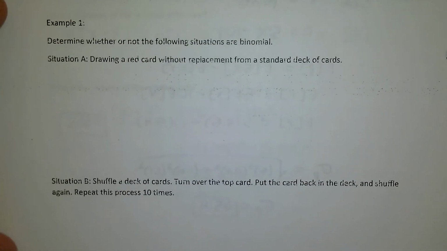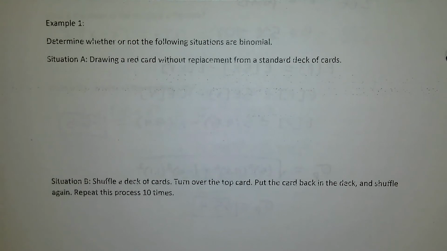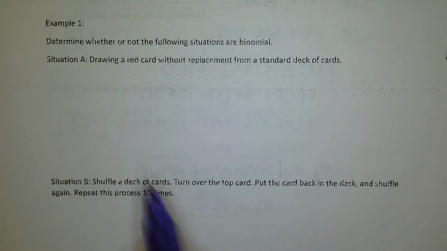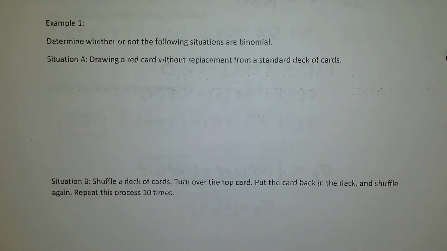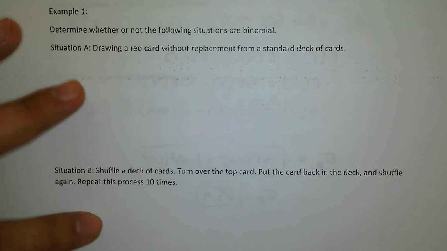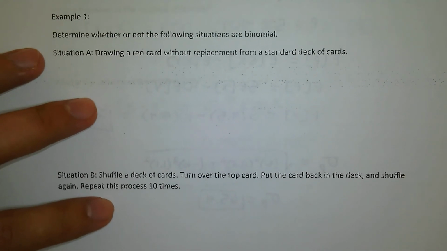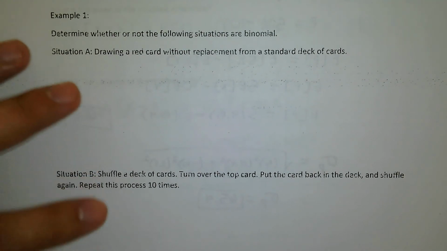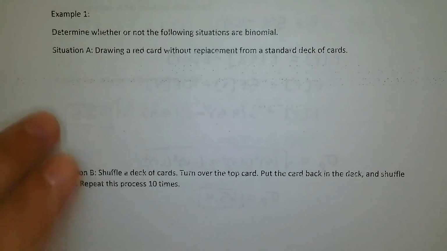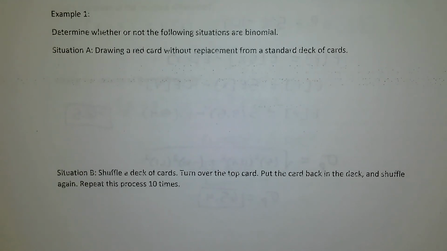So we have a few examples here of some situations, so determine whether or not the situations are binomial. Drawing a red card without replacement from a standard deck of cards, or shuffle a deck of cards, turn over the top card, put the card back in the deck, and shuffle again. Repeat this process 10 times. And I think I meant to put looking for a red card as well. Whoops. But essentially here, you are checking the BINS condition. So you're checking, are they binary? Are they independent? Is there an n fixed amount of trials, and is there a fixed probability of success? So go ahead and take a look at those two for some binomial examples.